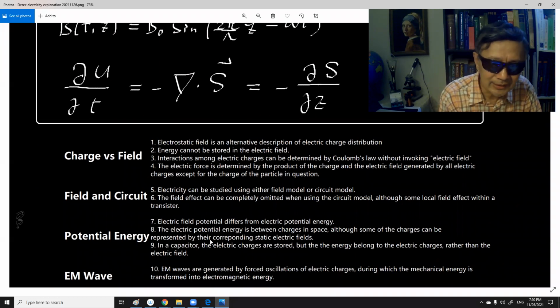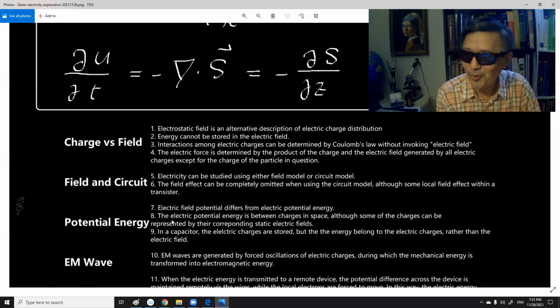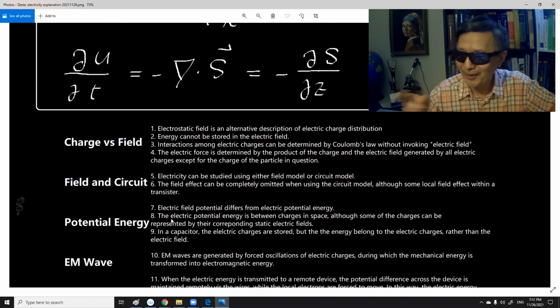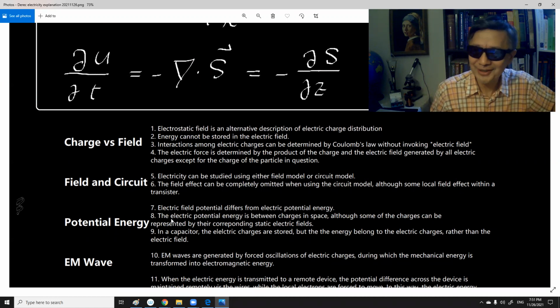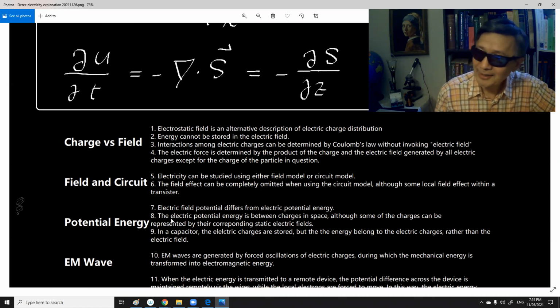I think we should go faster. Another thing we must emphasize, because I noticed one of the YouTubers say that for the battery, the electrical energy is going from positive to negative, which is not true. Why is it not true?